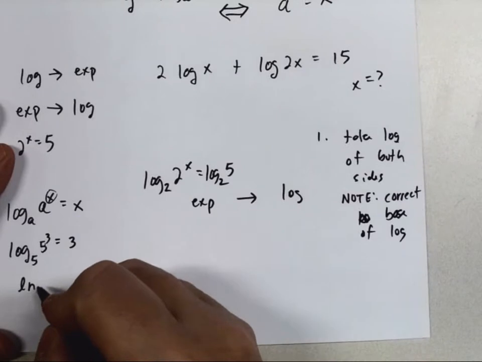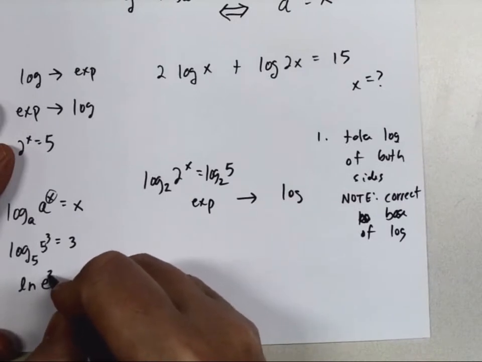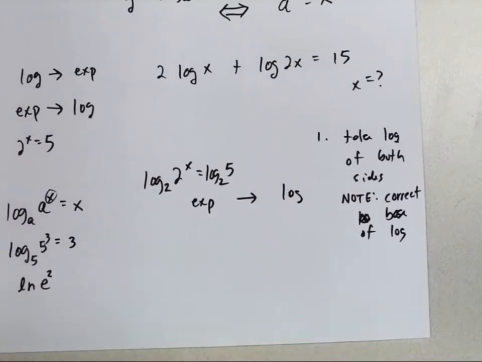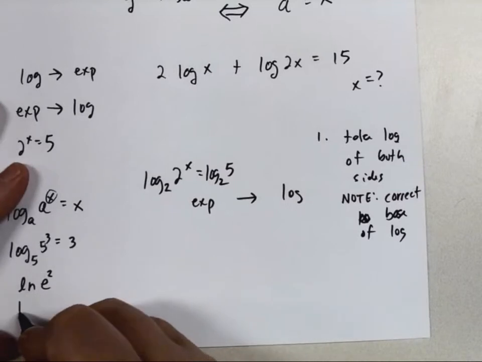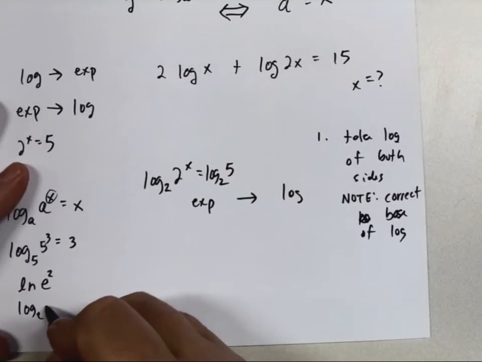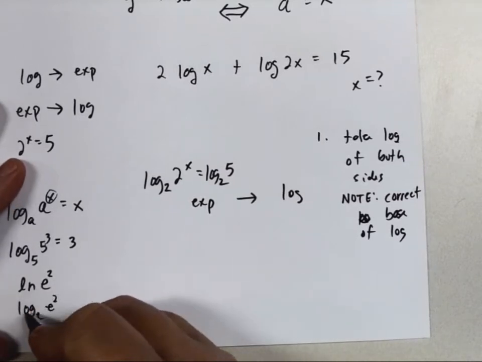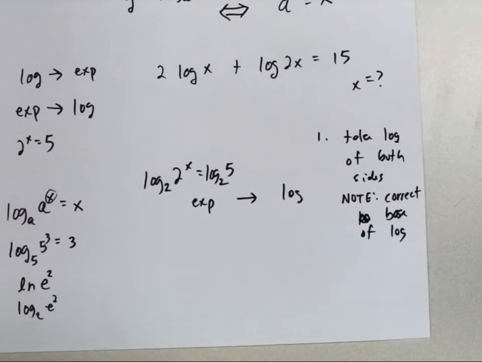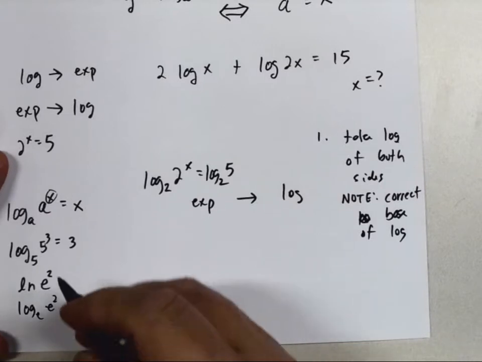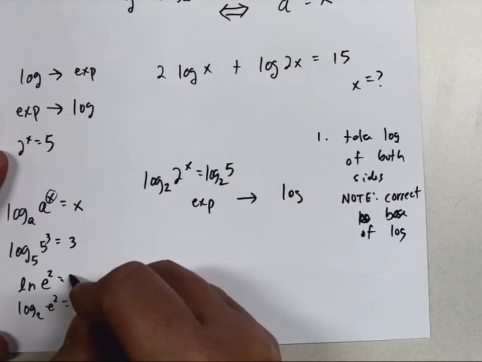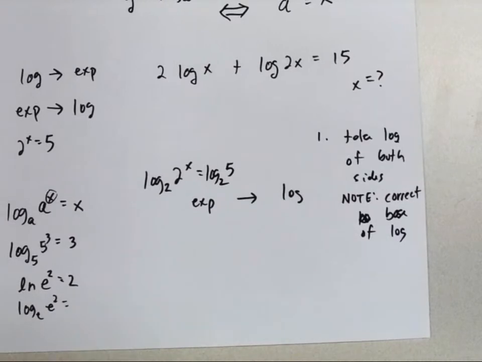Just to try and confuse you a little bit, what if I had the natural log of e squared? What's the base of a natural log? Just to make it so obvious, right? Natural log really means log base e. So what do I have here? The base of my log is the same as the base of the exponent. Therefore, it would just be 2.